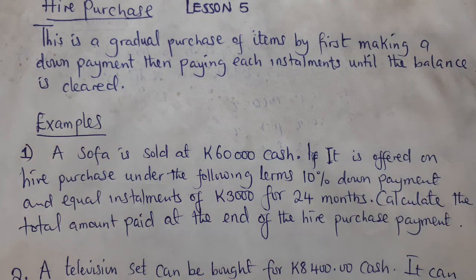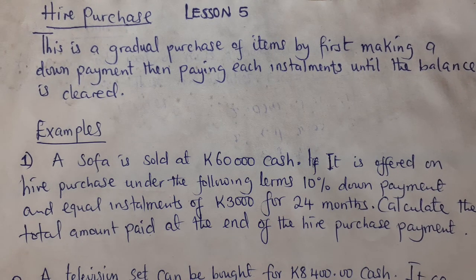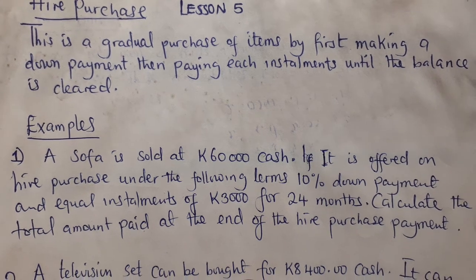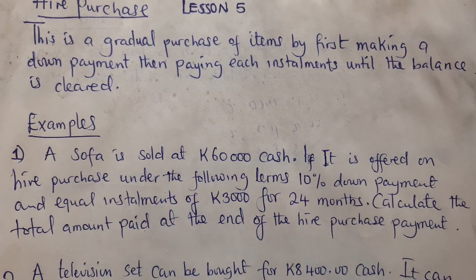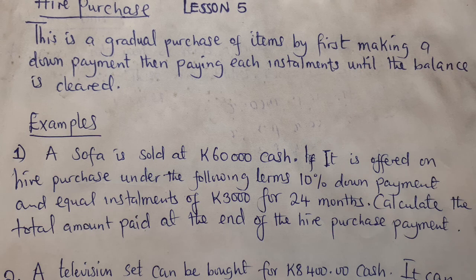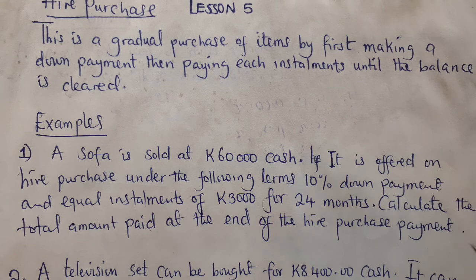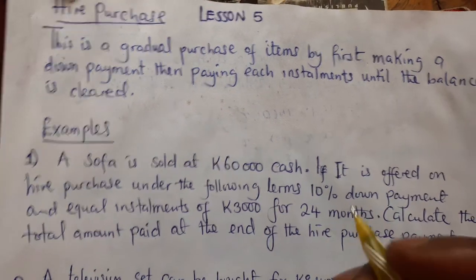We come to lesson 5 of this topic, and lesson 5 is on hire purchase. What is hire purchase? This is a gradual purchase of items by first making a down payment, then paying each installment until the balance is cleared. When you do not have all the money to buy an item that you may need from the shop on cash basis, you can agree on this mode of payment, which is called hire purchase.